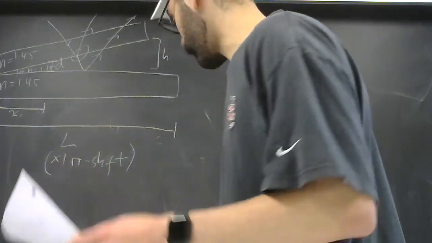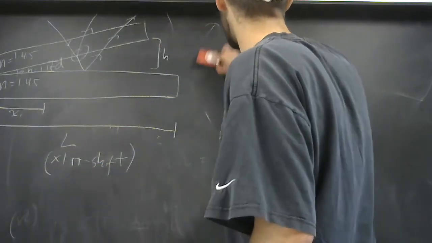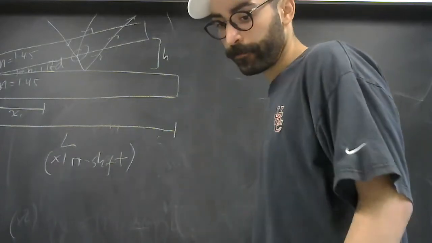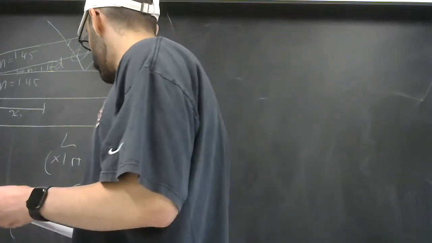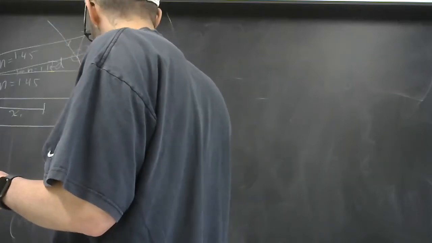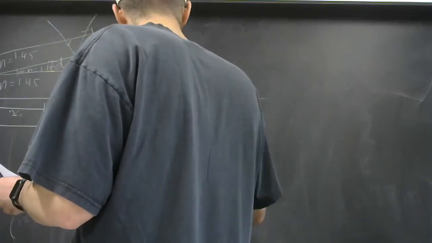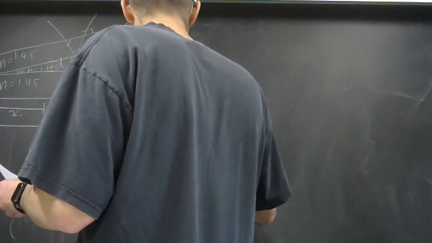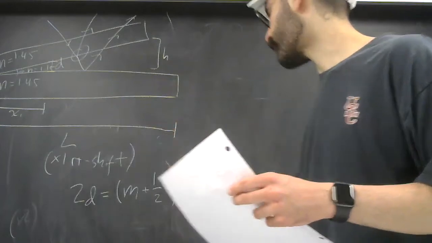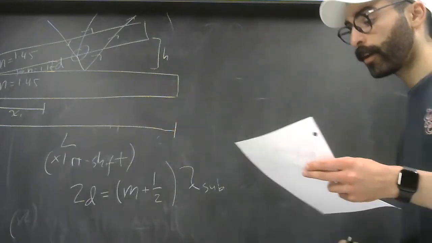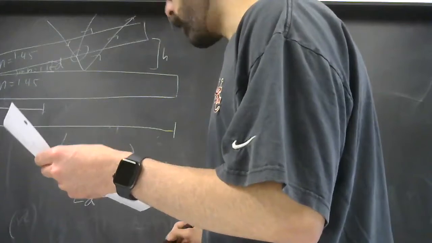So which equation are we going to use? The constructive where m equals 0, the first one. So we're going to say 2d equals m plus 1/2 lambda of the substance. Remember, within that liquid the wavelength is unknown, we don't know how the wavelength is behaving, but we do know the wavelength in air. So we just have to solve all this out for d.